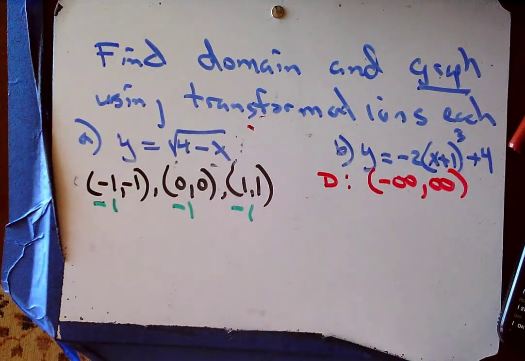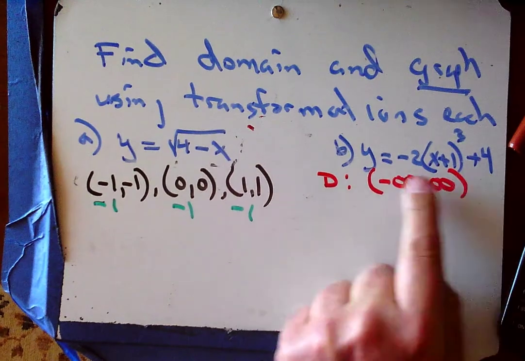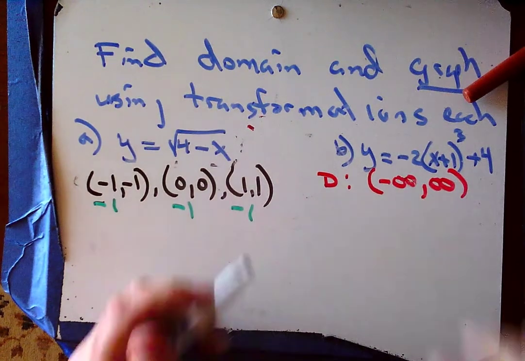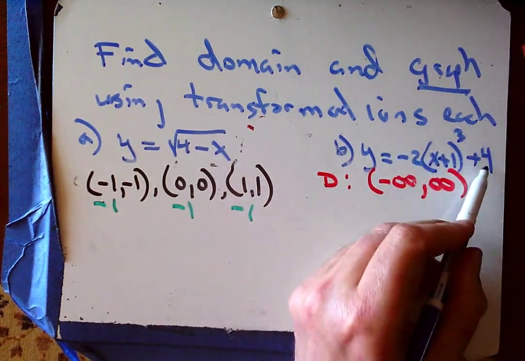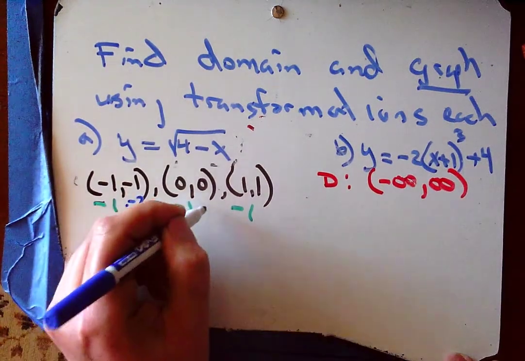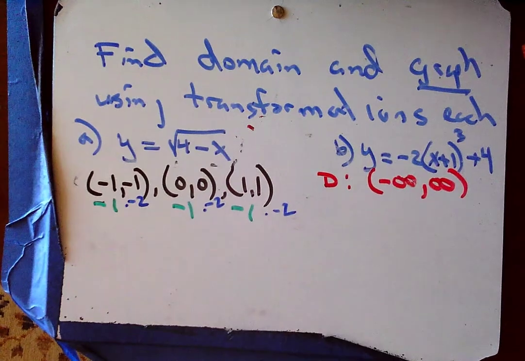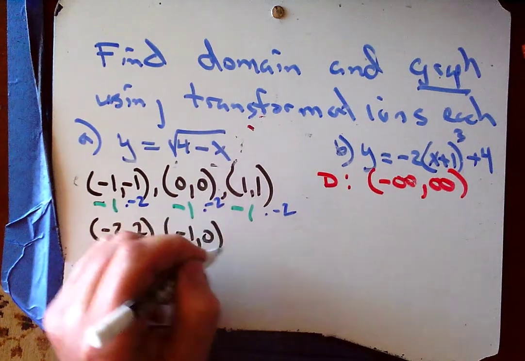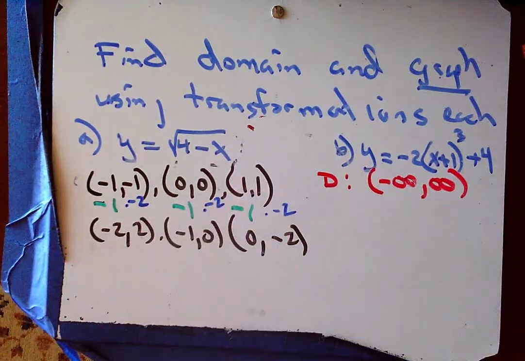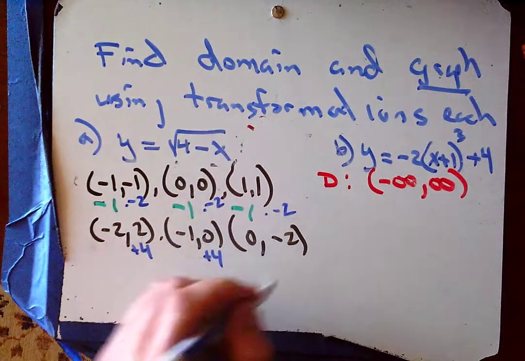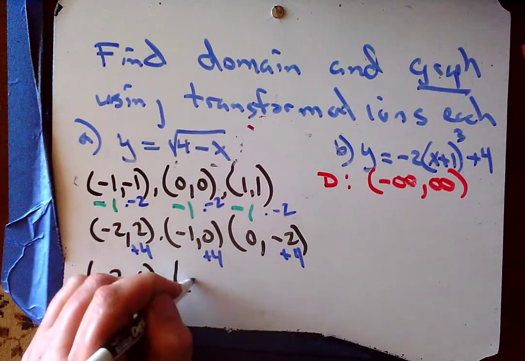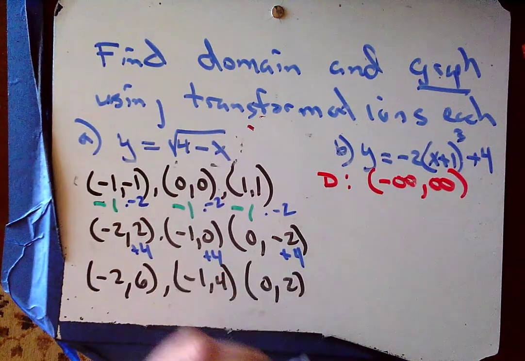And what was the rule when we had 2 y transformations? Do I add 4 and multiply by -2? Do I multiply by -2 and then add 4? It's PEMDAS, multiply, then add. So I'm going to multiply by -2 all the y values, and that will give me these intermediate points, -2, 2, -1, 0, 0, -2. And I still have to come back and add 4 to all the y's. So we've got -2, 6, -1, 4, 0, 2.